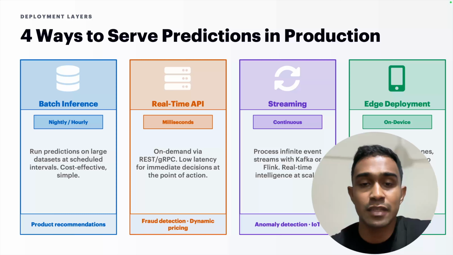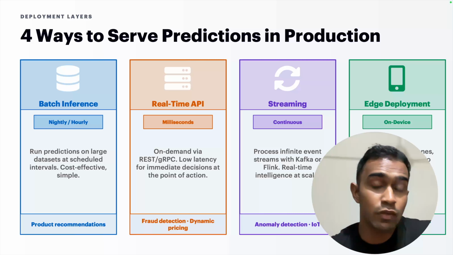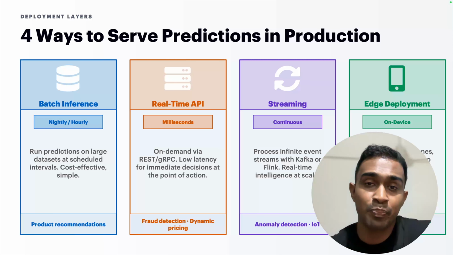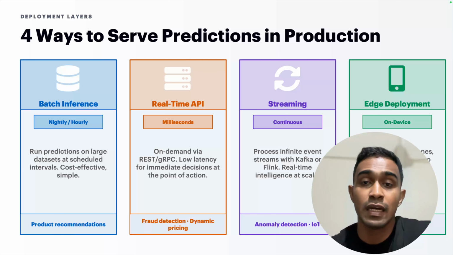And the third is streaming inference. In this setup, your model processes a continuous flow of events as they happen. This typically uses tools like Apache Kafka or Apache Flink. It's powerful for situations like live anomaly detection, say spotting unusual activity on a network in real time, or personalizing a user's experience on a website as they browse.